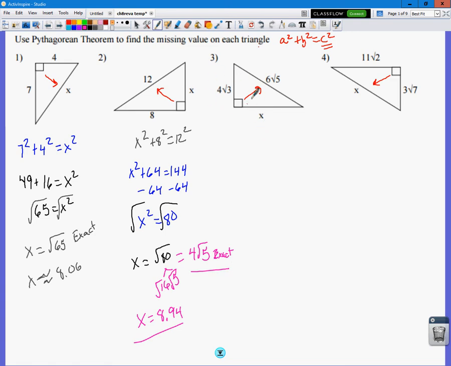On number 3, this looks harder because we see that we have square roots in our problem already. But algebraically, the process is really the same. A squared, x squared, plus b squared, 4 square roots of 3 squared, equals c squared, 6 square roots of 5 squared. When you're squaring a product of two things, you're squaring each individual piece. So I'm taking 4 squared times the square root of 3 squared. I'm taking 6 squared times the square root of 5 squared.